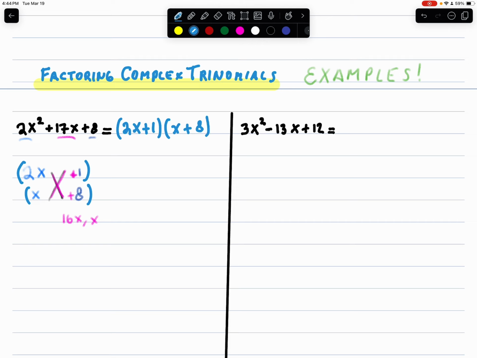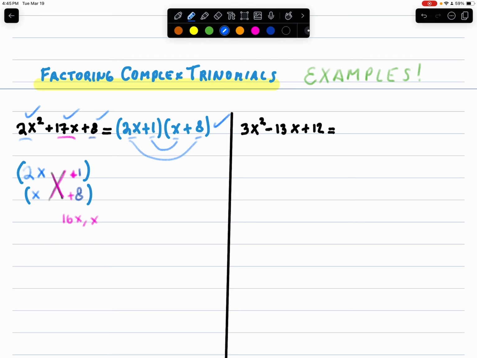Great, I think that's the answer, but of course I'm going to be checking this, and let's see. 2x times x gives me 2x squared, great. Then 1 times 8 gives me 8, perfect. And now I'm going to have 1x, 16x, that gives me 17x. I know that's the right answer. You want to try the one on the right? So stop the video now, give that a shot, and then you can check with me if you get the same answer.